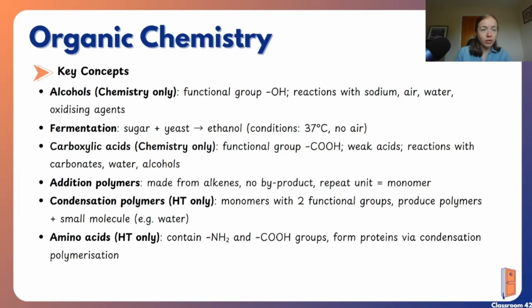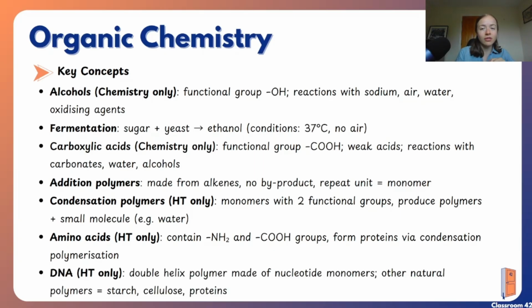And then you also, if you're a higher tier student, need to be able to recognise amino acids. So those are in our bodies and in proteins, and they contain an NH2 group and a COOH group on some point on their molecule, and those form proteins via those condensation polymerization reactions that we talked about. So you need to be able to appreciate that and recognise that those are produced, and then there's just a release of a small molecule at the end of it as well.